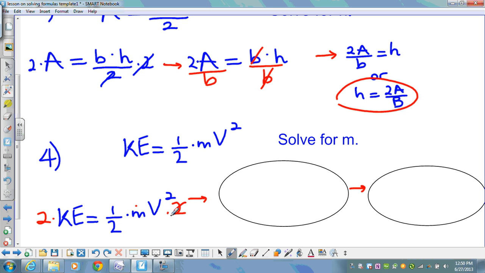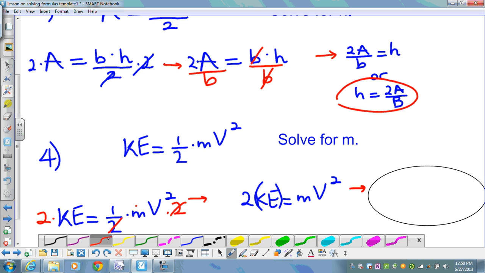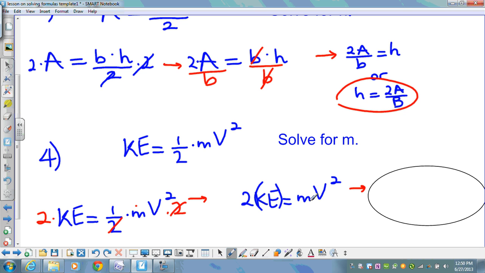So on this side, the 2's are going to cancel. And what we have left is 2 times kinetic energy equals mv squared on the right-hand side. Again, remember that we're trying to solve this for m. We're going to need to get rid of this v squared that is being multiplied by m. So to do that, we need to divide both sides by v squared.